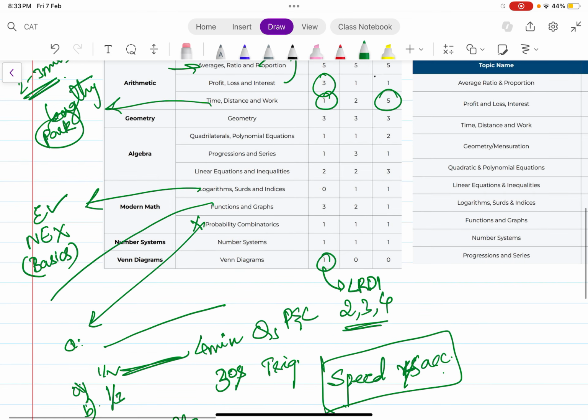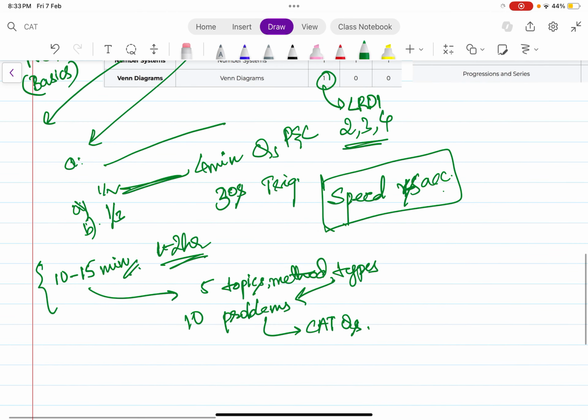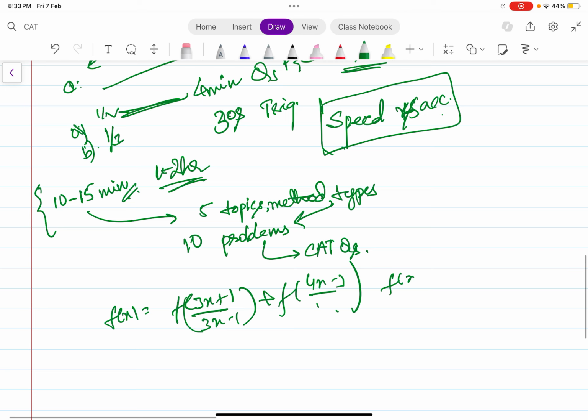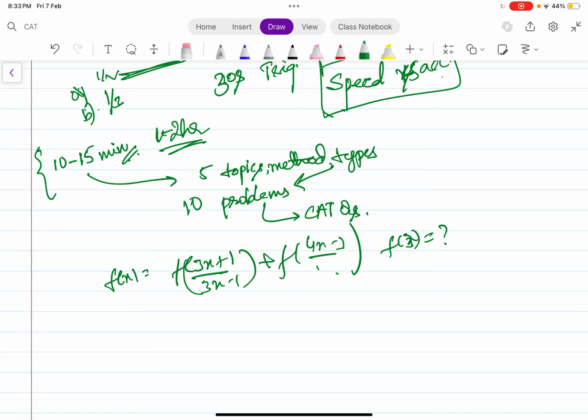Now, again, functions and graphs, people tend to get scared, wherein problems are framed such as f of x equals, say, f of 3x plus 1 divided by 3x minus 1 plus f of 4x plus 3, or something like this. And then they might ask certain values. So we get scared looking at the bulkness of the problem, but for lack of a better word, this is something which can be solved pretty easily. We will be going through the technique on which you should approach these kinds of questions.